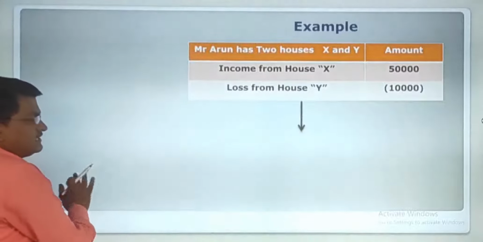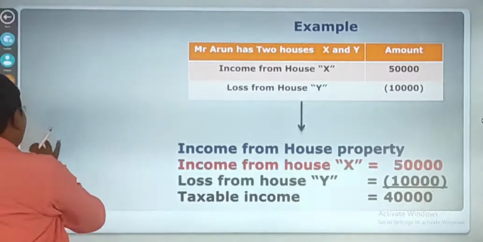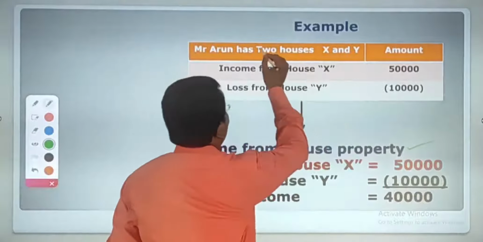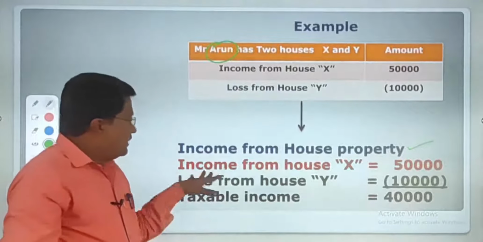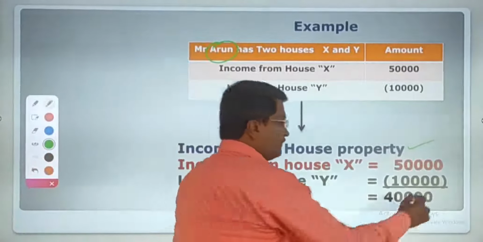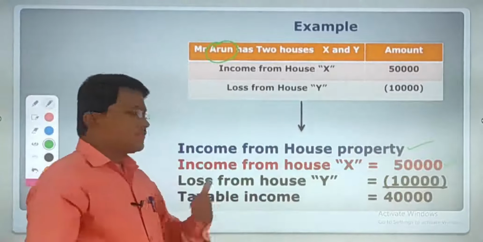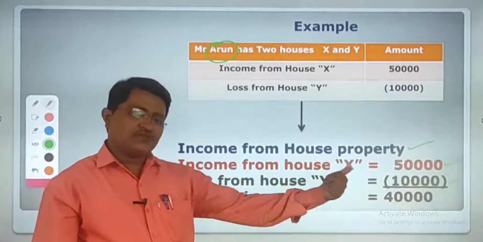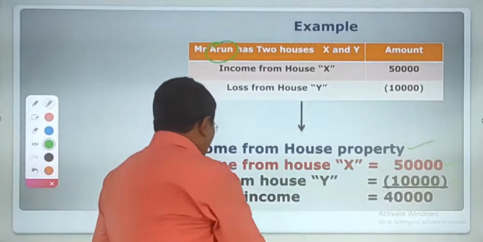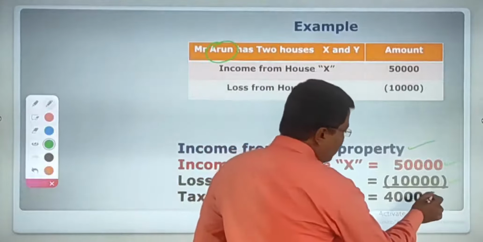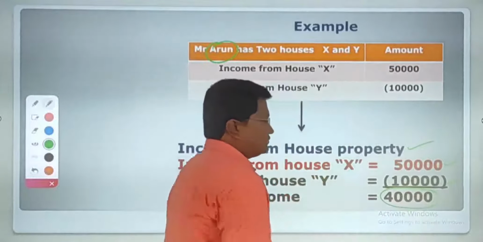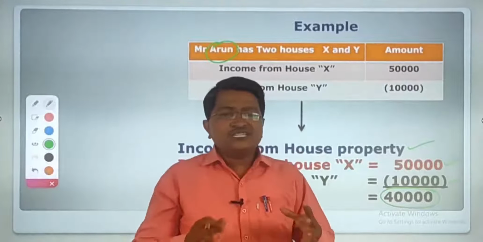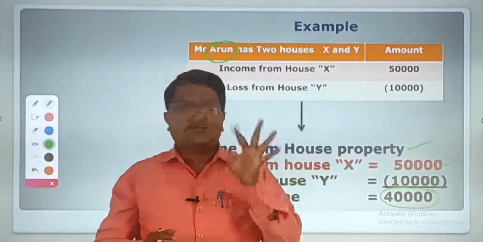Yes, we can adjust here within income from house property. So here, income from house property of Mr. Arun. Now, income from house X is 50,000. Loss from house Y rupees 10,000. Now I will adjust this 10,000 with the 50,000. So taxable income of Mr. Arun from house property is rupees 40,000. How does it come? Yes, I deducted this loss, that means adjusted. So this process we call set off, right?